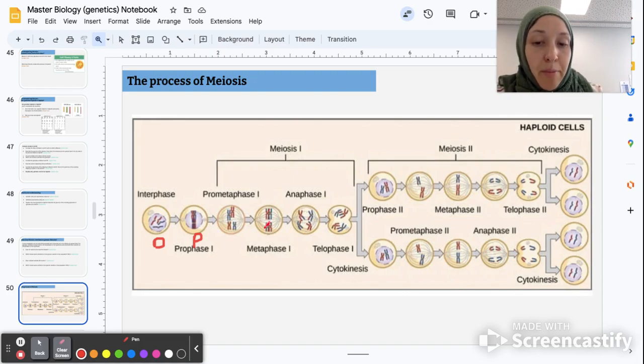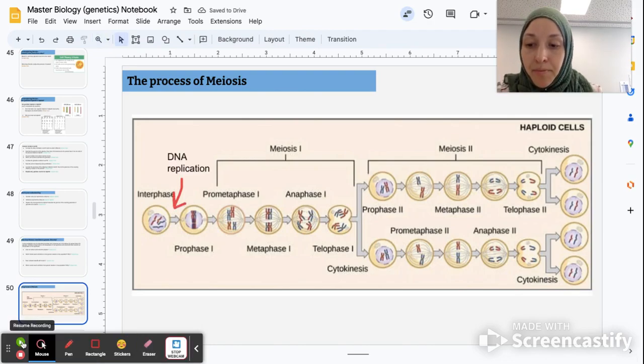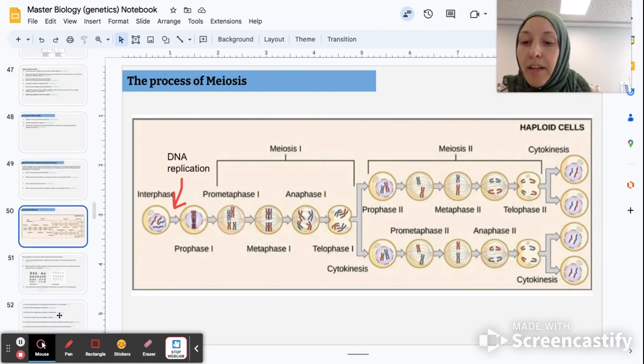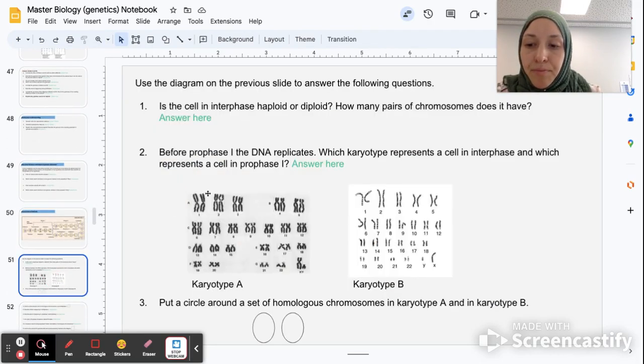Homologous chromosomes are paired. So my long chromosome pairs with my long chromosome, my short chromosome pairs with my short chromosome. Maybe you might be confused, why are they like X's now? That's because right here, DNA replication happens. So when DNA replication happens, now our chromosomes have a replicated version that they are attached to.